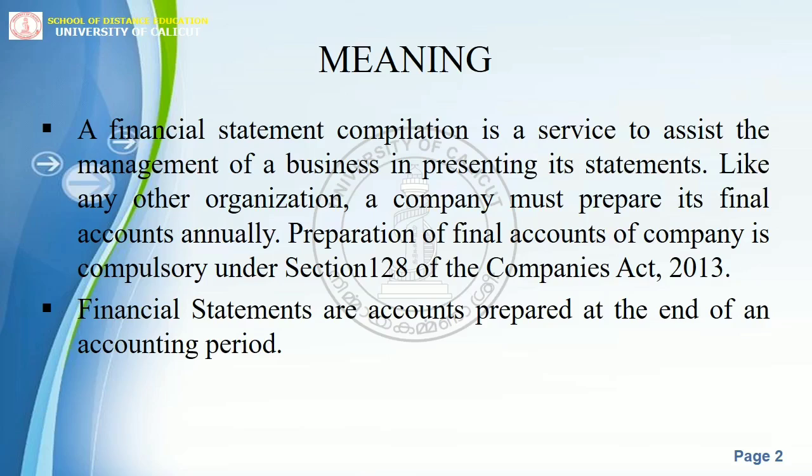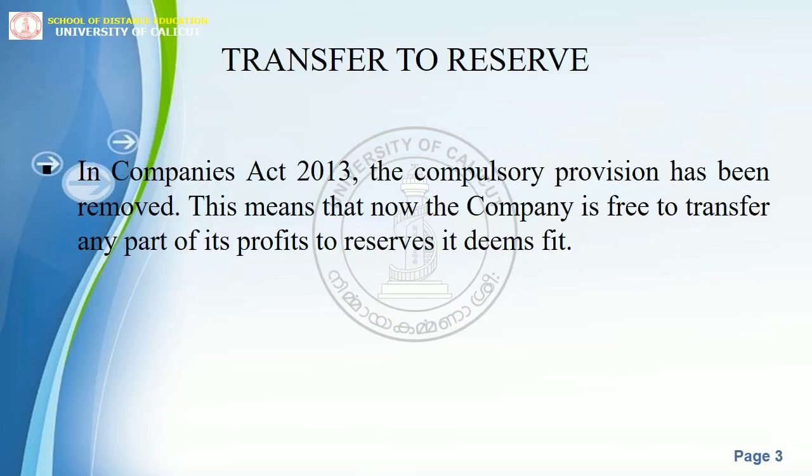The preparation of the financial accounts of a company is compulsory under Section 128 of the Companies Act 2013. In case of transfer to reserves, in the Companies Act 2013, the compulsory provision has been removed. This means that now the company is free to transfer any part of its profit to reserves as it deems fit. So there is no particular compulsion on the provision to be maintained as a reserve. The company is free in deciding what profit is to be kept as reserve.